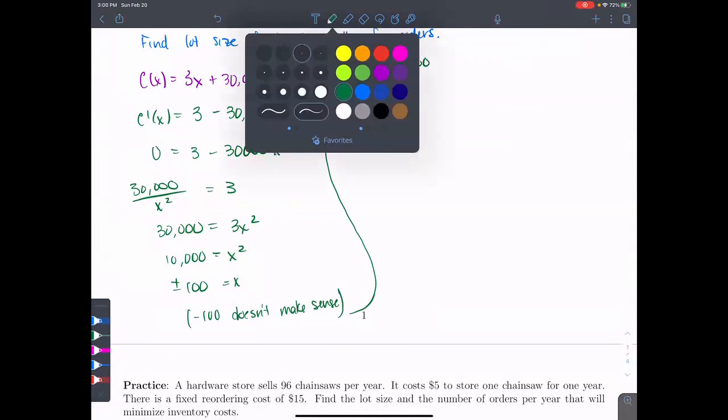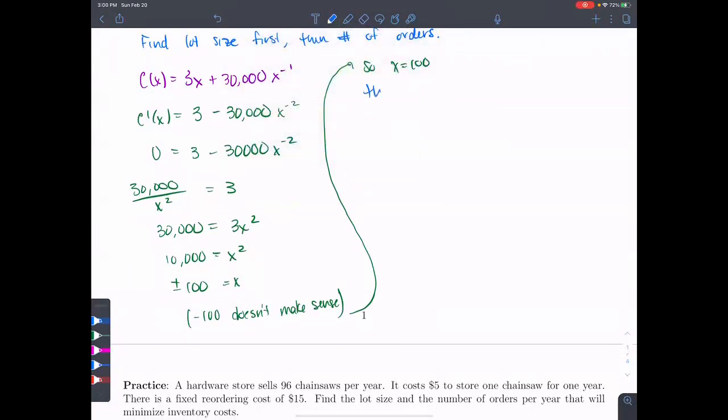So that's the point. The lot size is 100, meaning that 500 divided by x, which is 500 divided by 100, is 5. 5 orders would minimize inventory costs.